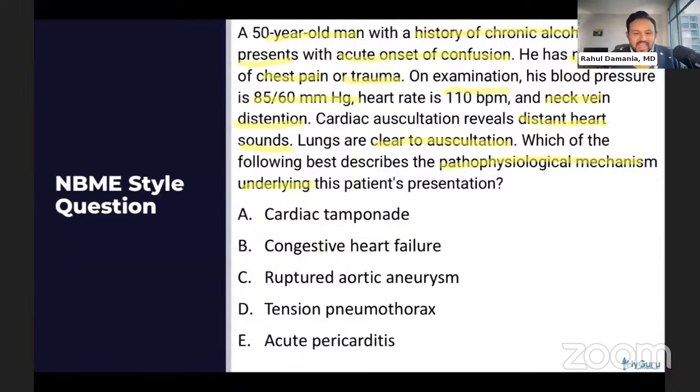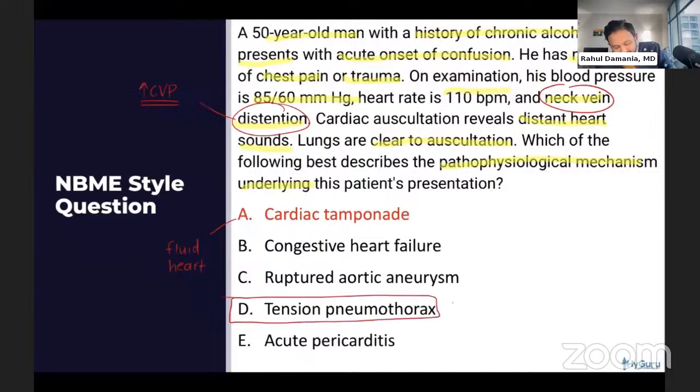Excellent. If you are saying A, cardiac tamponade, you are absolutely correct. Remember, cardiac tamponade is going to be fluid surrounding the heart. Now, when you are going to have distended neck veins, you want to understand that the central venous pressure is going to be very high. Now, out of all these answer choices, tension pneumothorax also is going to have an elevated central venous pressure. So how do you tell the difference? Well, in tension pneumothorax, the lungs would have asymmetric auscultation, i.e.